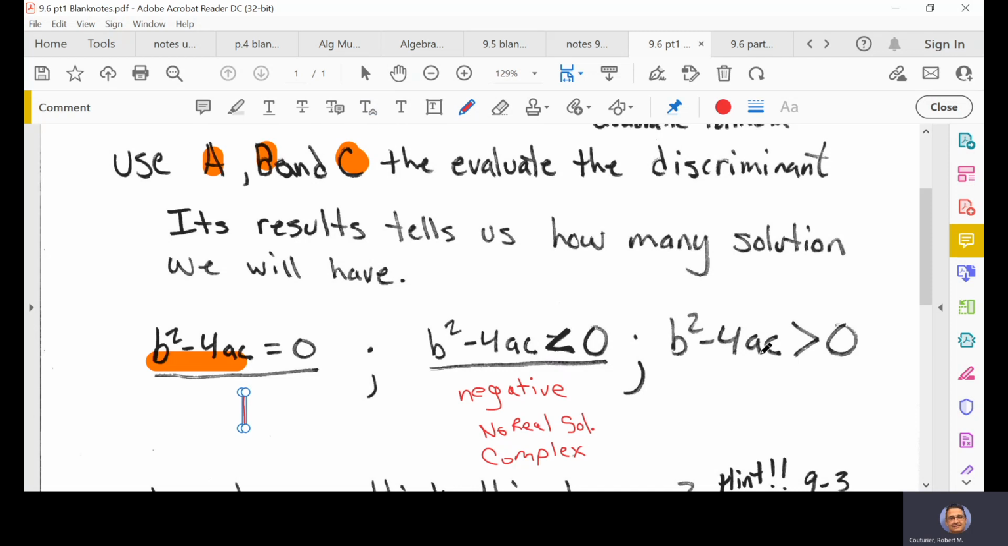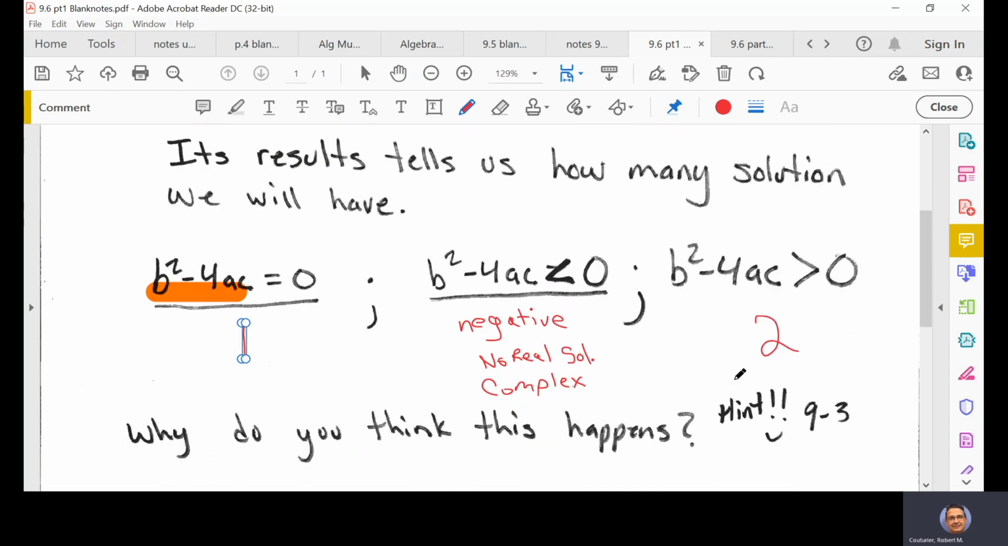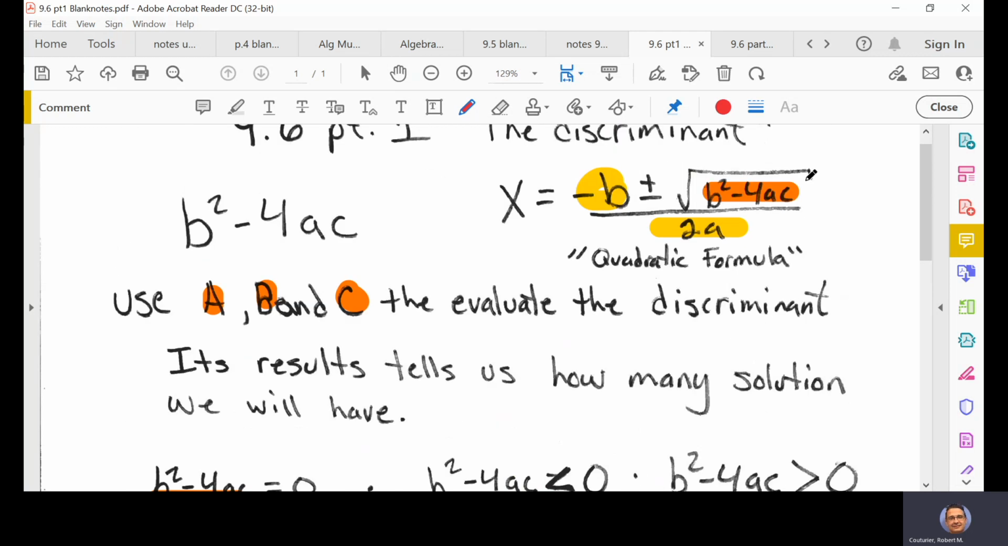And then the last part over here is when it's greater than 0. That's all your positive numbers, 1, 2, 3, and so on to infinity. This means you'll have two real solutions, okay? Think about this. Why do you think this is happening? Something we learned back from section 9.3. Remember, where does the discriminant fall in this formula? It's sitting underneath a square root.